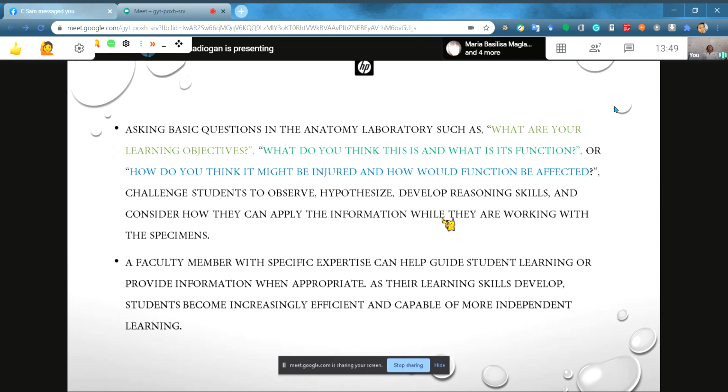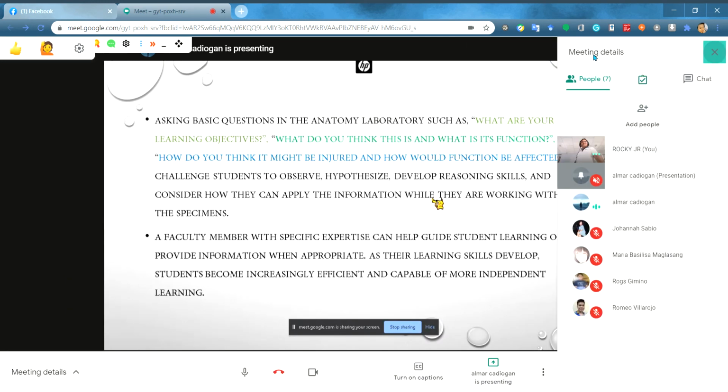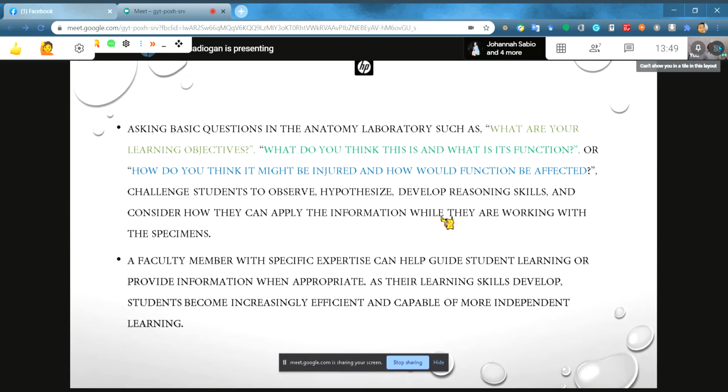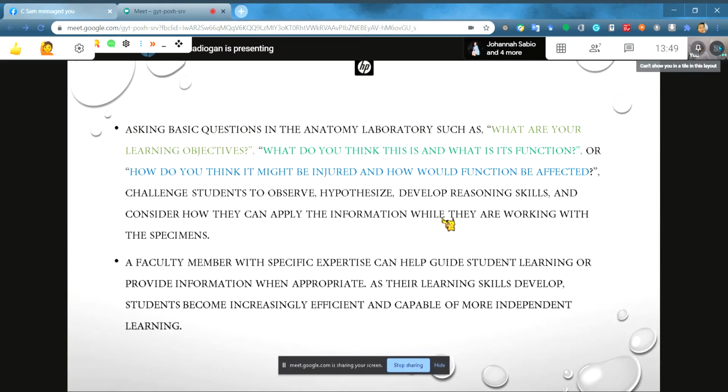Okay. And so college students observe, hypothesize, develop reasoning skills, and consider how they can apply the information while they are working with the specimens. Then a faculty member with specific expertise can help guide students' learning or provide information as appropriate as their learning skills develop. Students become increasingly efficient and capable of more independent learning.